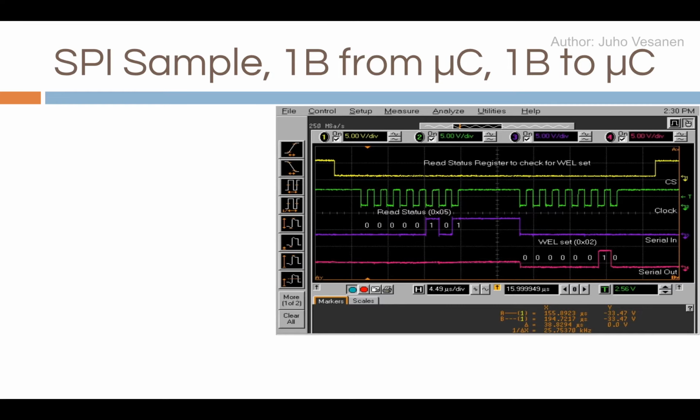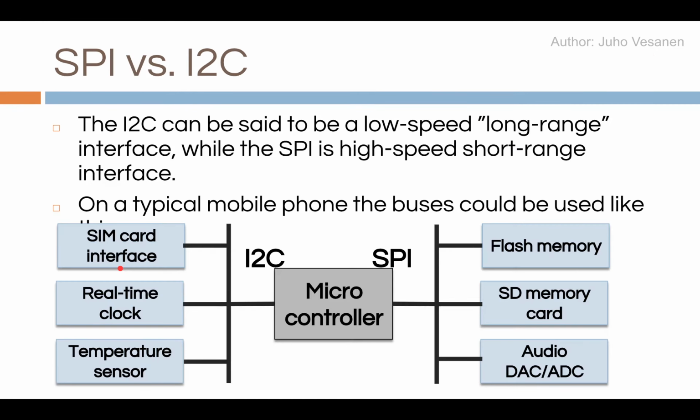Okay, there's a SPI sample with 1 byte from microcontroller, 1 byte to microcontroller, same thing. So basically, first writing something and then reading it from this one. This depends totally on the device, but anyways, that's one example.